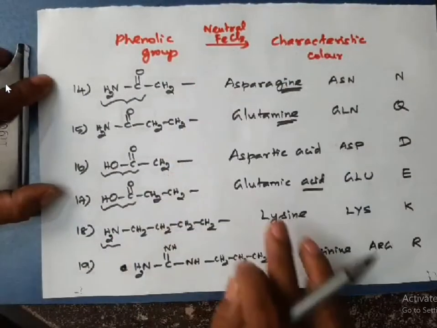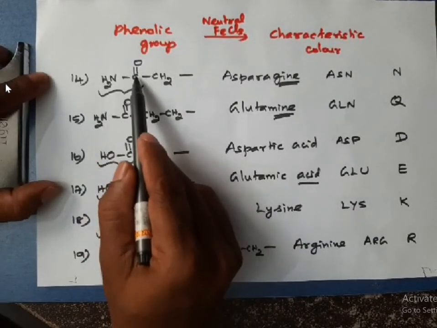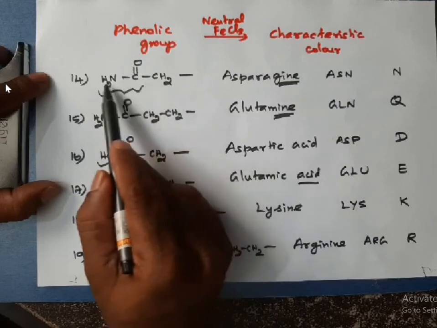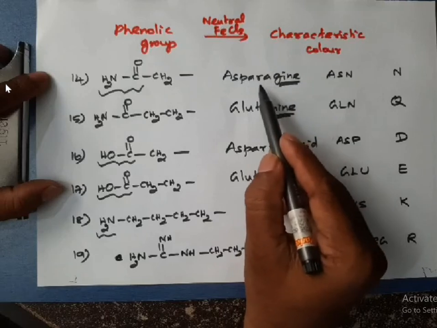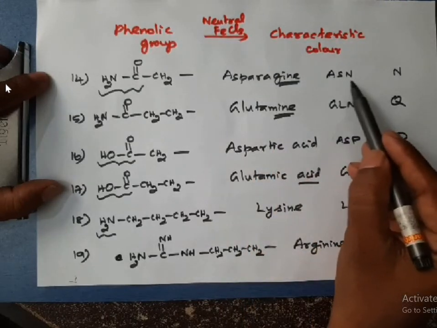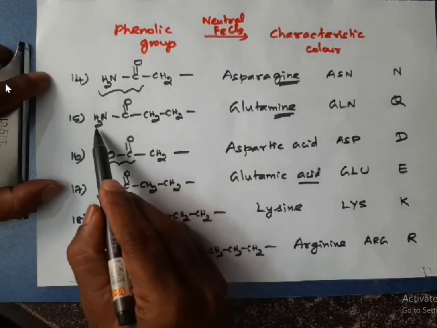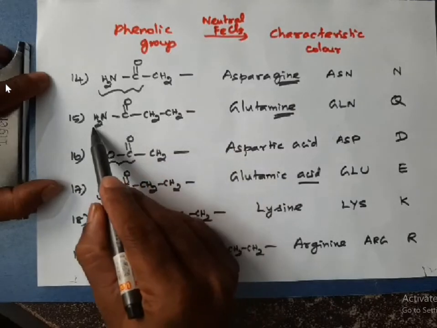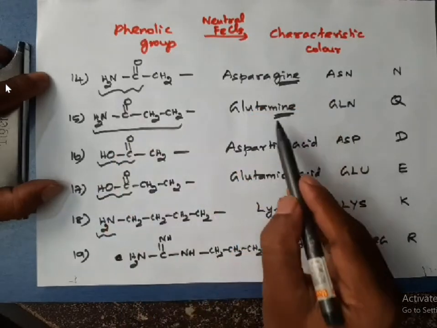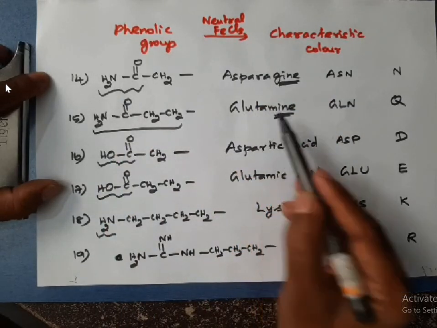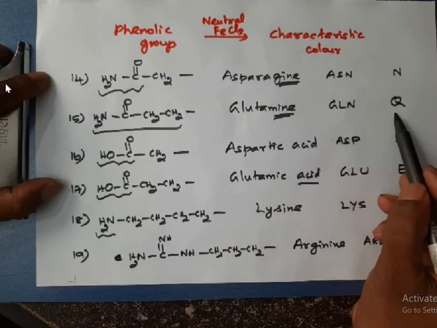in neutral ferric chloride. Then the next amino acid: if this amide group, CH2CONH2, is present as the R group, you will get the amino acid called asparagine. Asparagine's abbreviation is ASN and the symbol is N. If I add one more CH2 here, I'll get an extended amide. If this amide group is present as the R group, you'll get an amino acid called glutamine. The abbreviation is GLN and the symbol is Q.